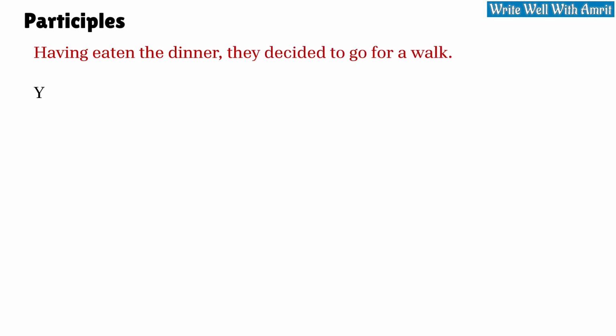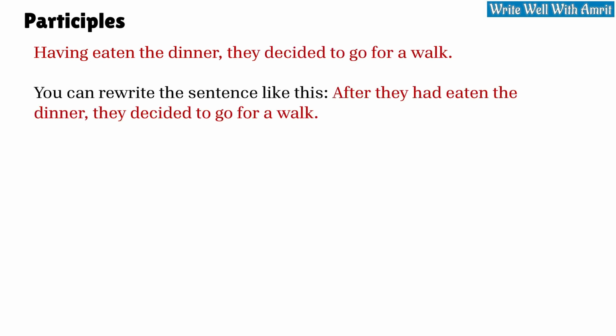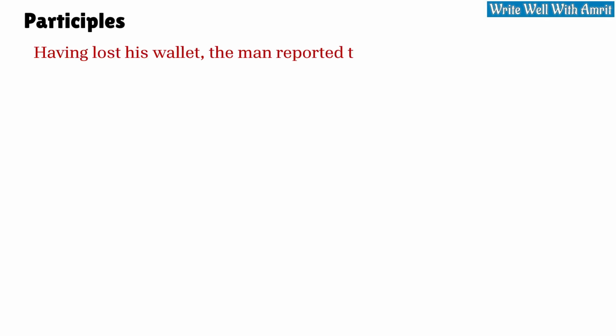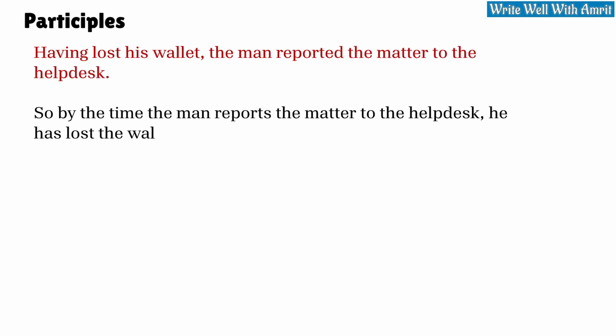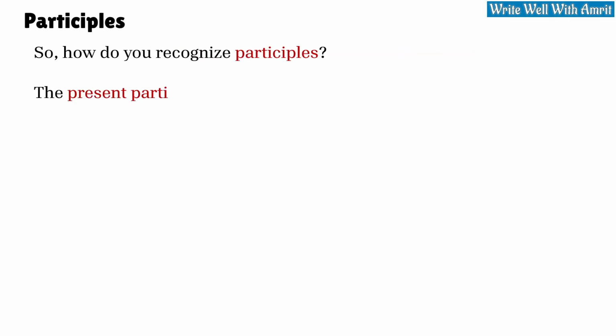Having eaten the dinner, they decided to go for a walk. You can rewrite the sentence like this. After they had eaten the dinner, they decided to go for a walk. Having lost his wallet, the man reported the matter to the help desk. So by the time the man reports the matter to the help desk, he has lost the wallet and hence the perfect participle. So how do you recognize participles?